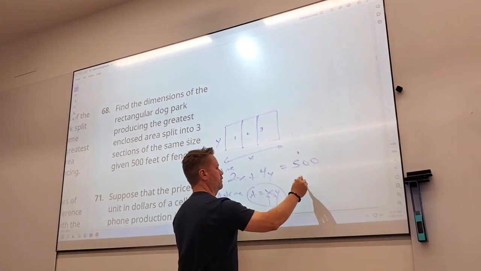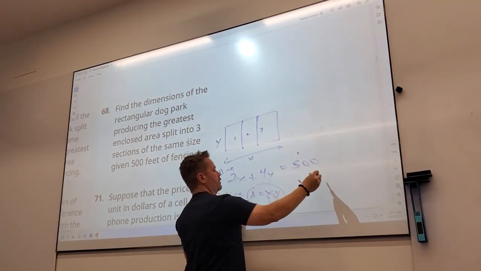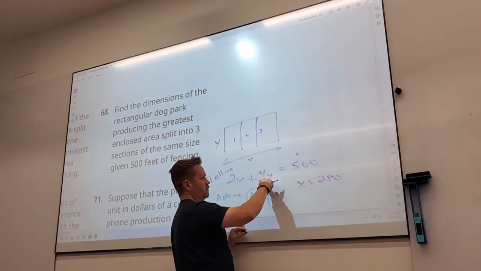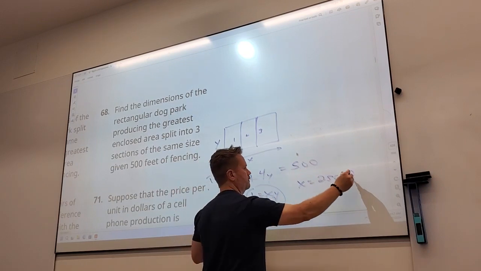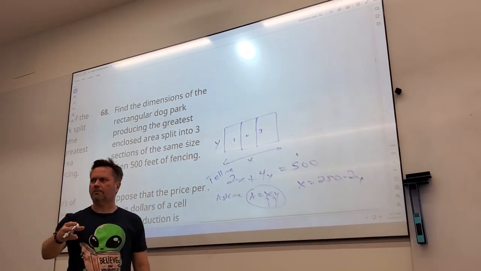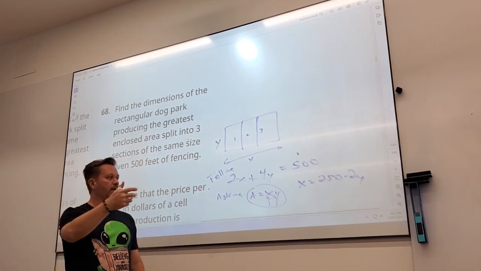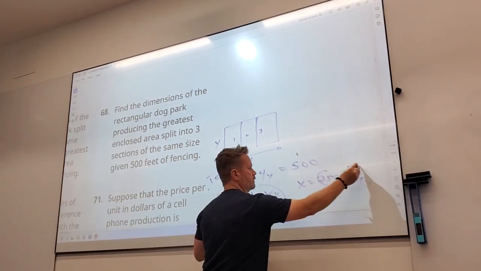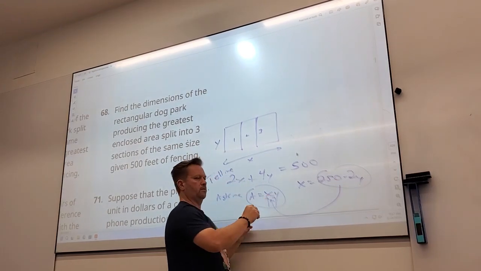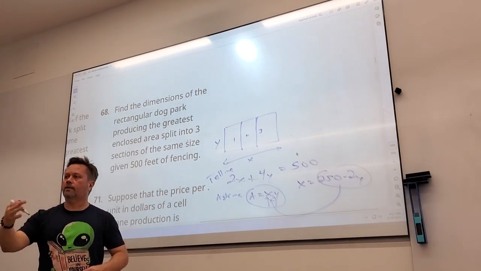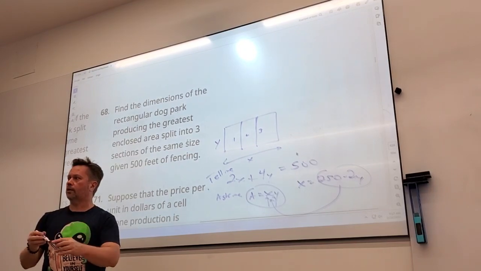What do you get? If I divide by 2, I'll get 250. This will be 2y and I subtract it. I'm skipping a couple steps there, but you can solve for x. And then I know what x is, correct? I know x is this, so then I can put this in there. And then I get a quadratic, and then I can do the shortcut, negative b over 2a.